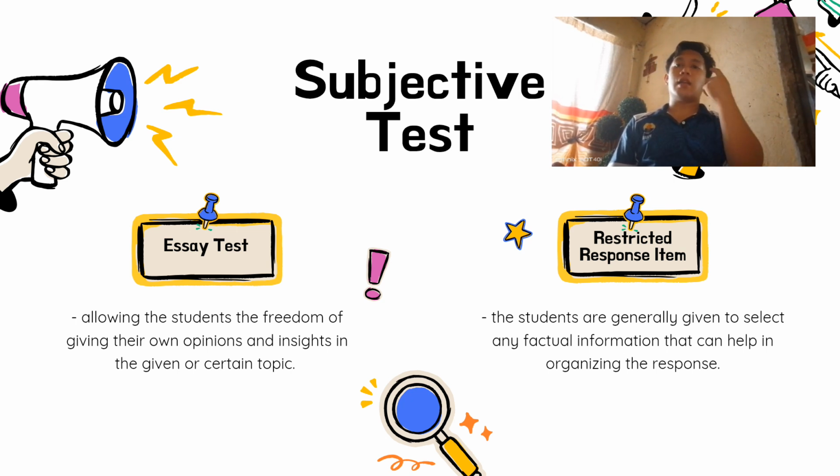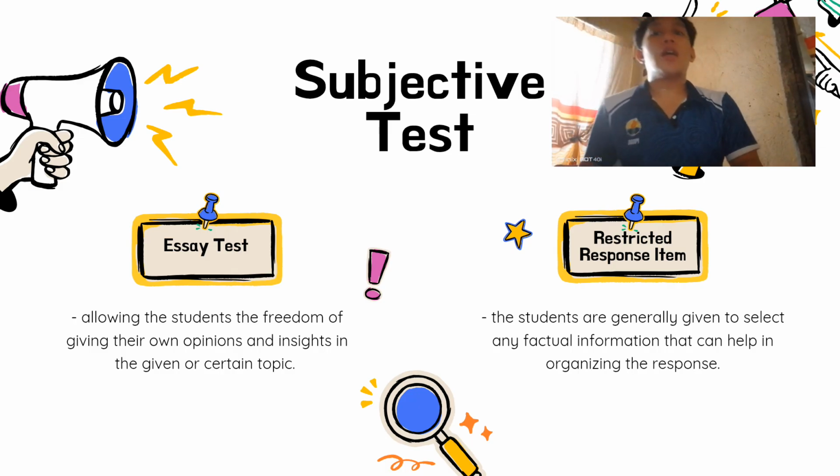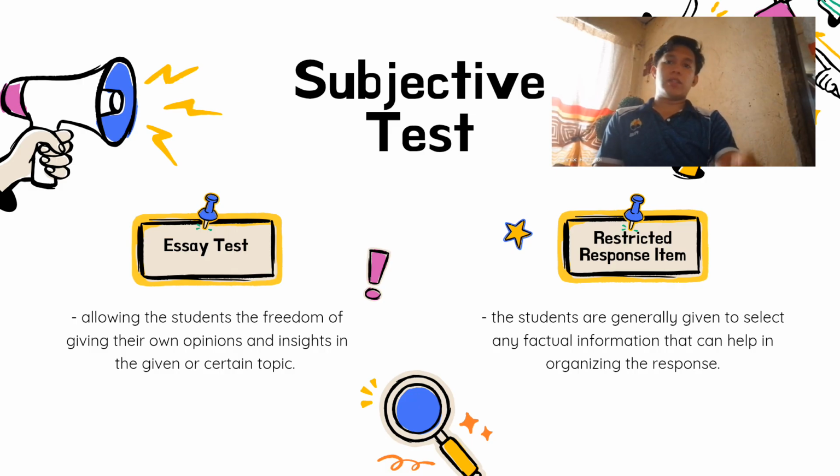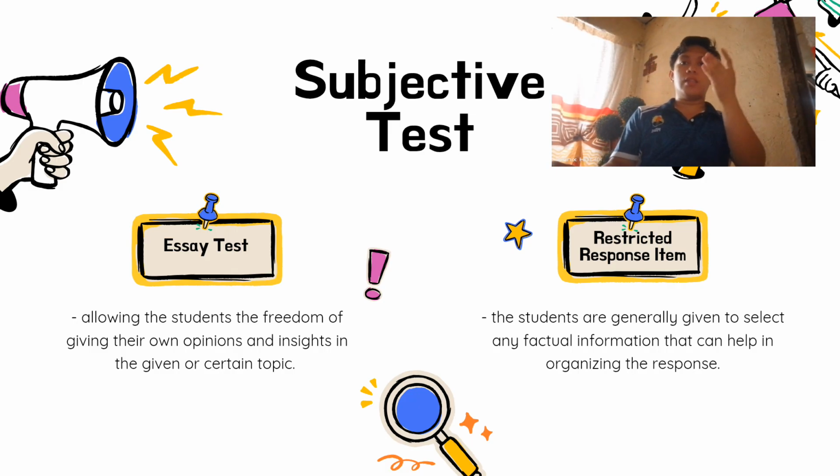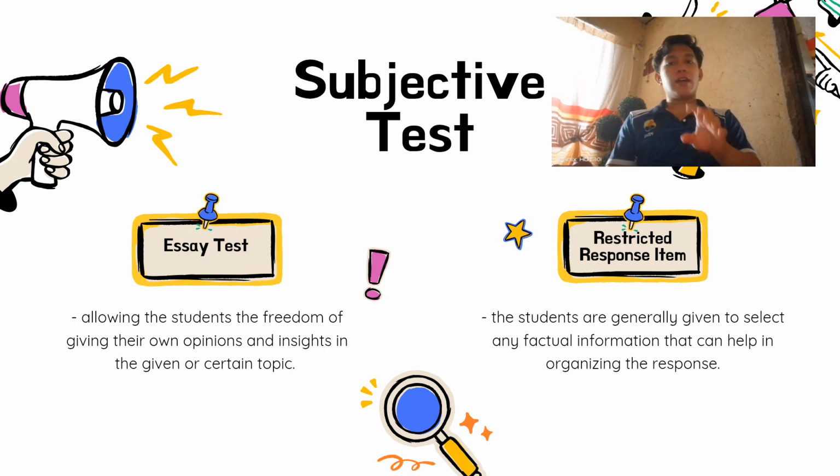And the second subjective test is the restricted response item, wherein the students are generally given a selection of factual information that can help organize their response. In this restricted response test, we give the students the factual information, and then the students give their opinions again.